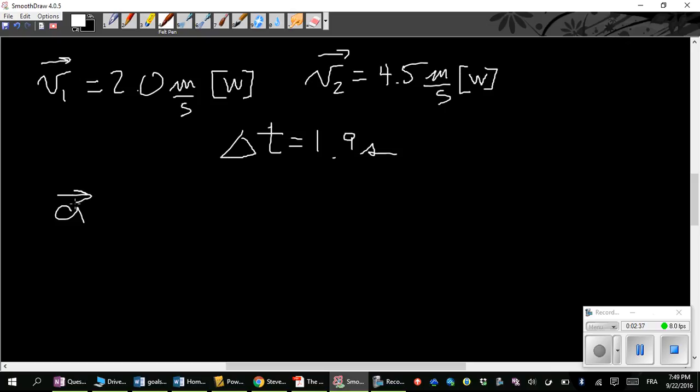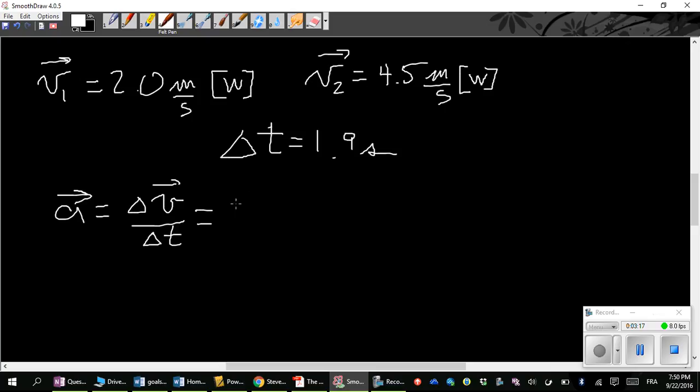So acceleration is delta of your velocities over delta t. Let's break it down. In this case, it doesn't make much difference which one we put as V1 or V2 first. We're going to have to watch for our signs, though. This is the part where math plays tricks on us. It is easier in this case to go V2 minus V1.